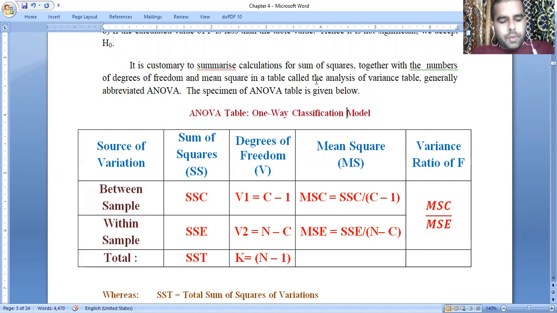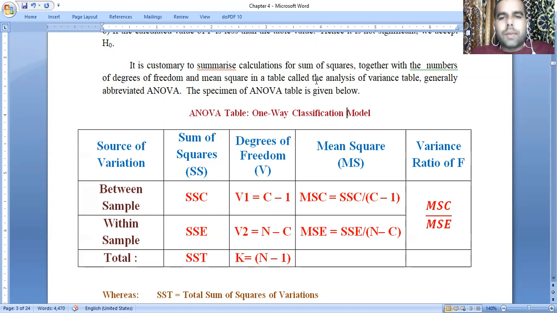Then we have seen the assumptions also. Then come to the techniques of ANOVA. Here we have two types of techniques in ANOVA. The first one is the one-way classification. The second one is the two-way classification. After doing the problem, it is customary to summarize all the calculations of the sum of squares together with the number of degrees of freedom and the mean squares in a table called the analysis of variance table, generally abbreviated as ANOVA table. The specimen of the ANOVA table is given below.